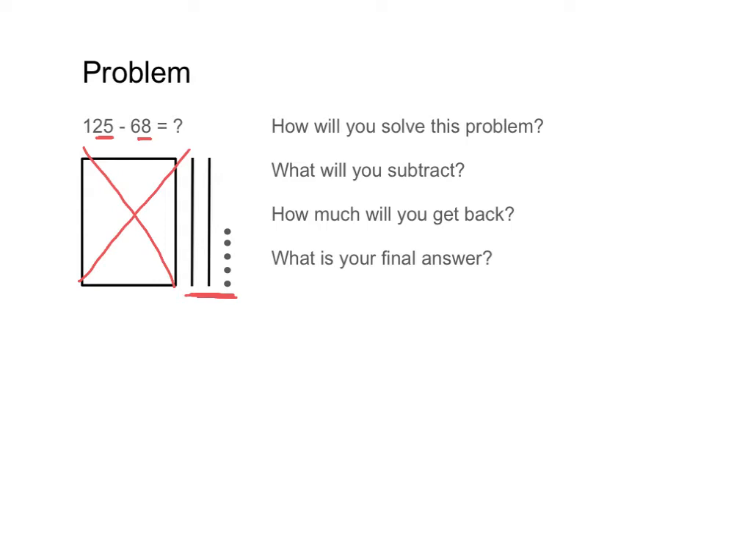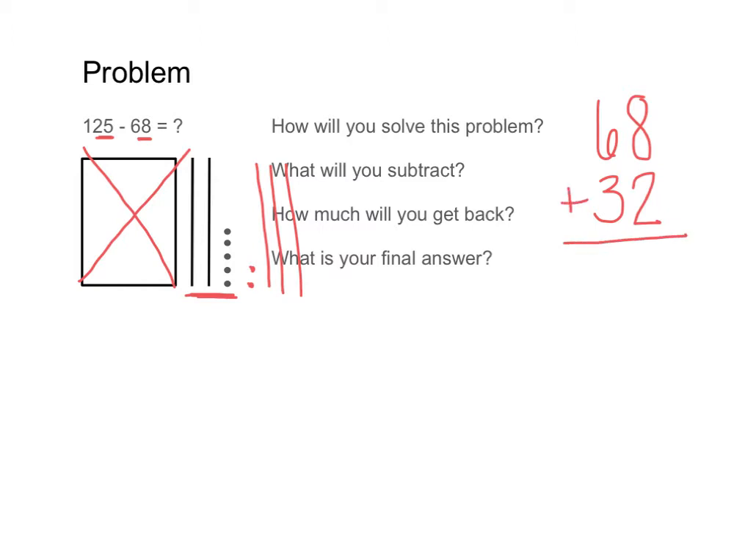Well, 68, first of all, will give you a 2 to get to 70, and then a 30 to get to 100, because 68's partner to 100 is 32. We've been practicing these, so 60 plus 30 equals 90. 8 plus 2 equals 10. 90 plus 10 equals 100. So 68's partner to 100 is 32. So that's how much we'll get back.